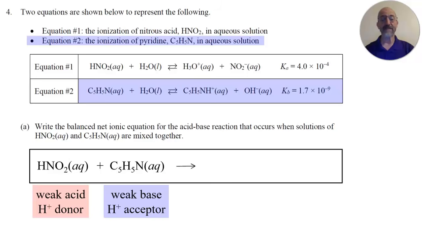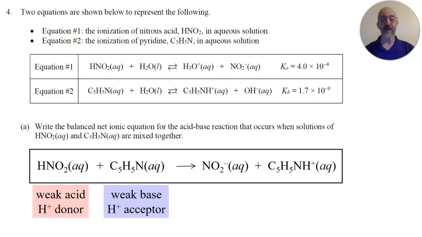Now on the right side of the equation, if the HNO2 loses H+, then I will have NO2-. And if the C5H5N accepts H+, I will have the pyridinium ion, which is C5H5NH+. So there's the weak acid reacting with the weak base.